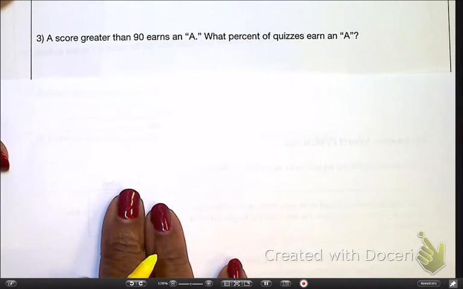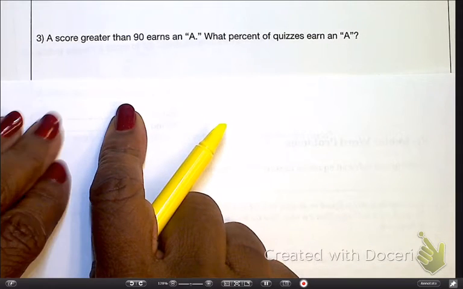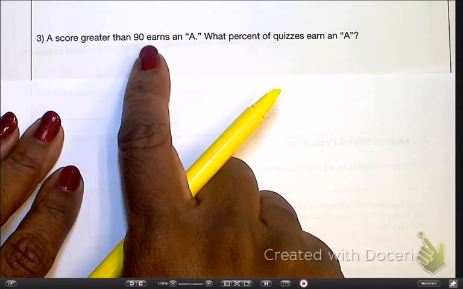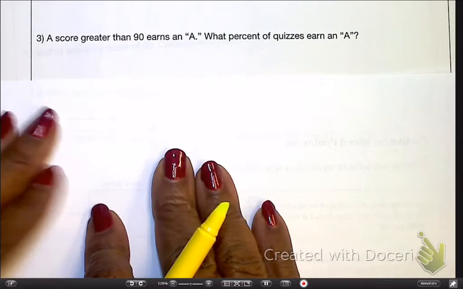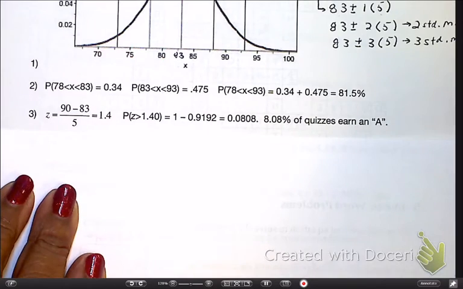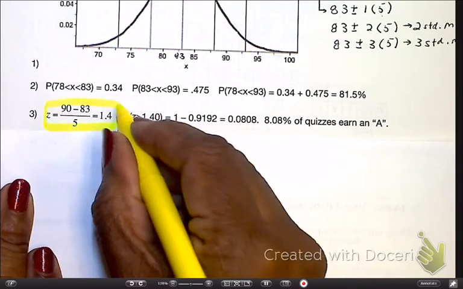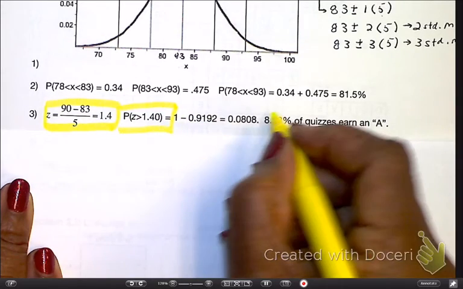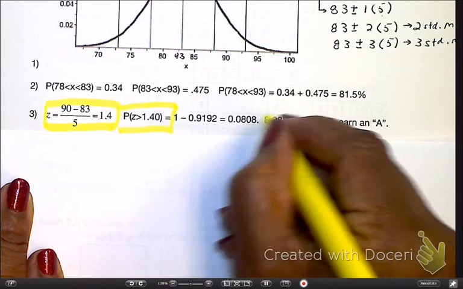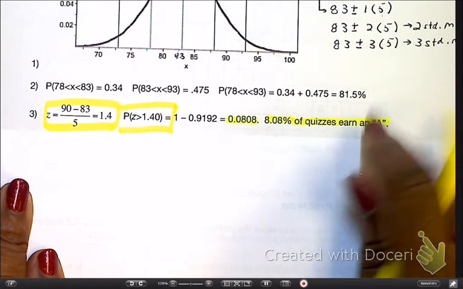Okay, as we look at number 3, go ahead and read that. After you've read it, remember we're looking at greater than or equal to A, so that's greater than 90. Now, as I look at this, you might like this presentation a little better. You find the Z-score alone, and then you put the probability of the Z that you found, and then again we are using normal CDF. We are not doing the table, and it takes you directly to this answer. And don't forget, leave your final answer in a statement.